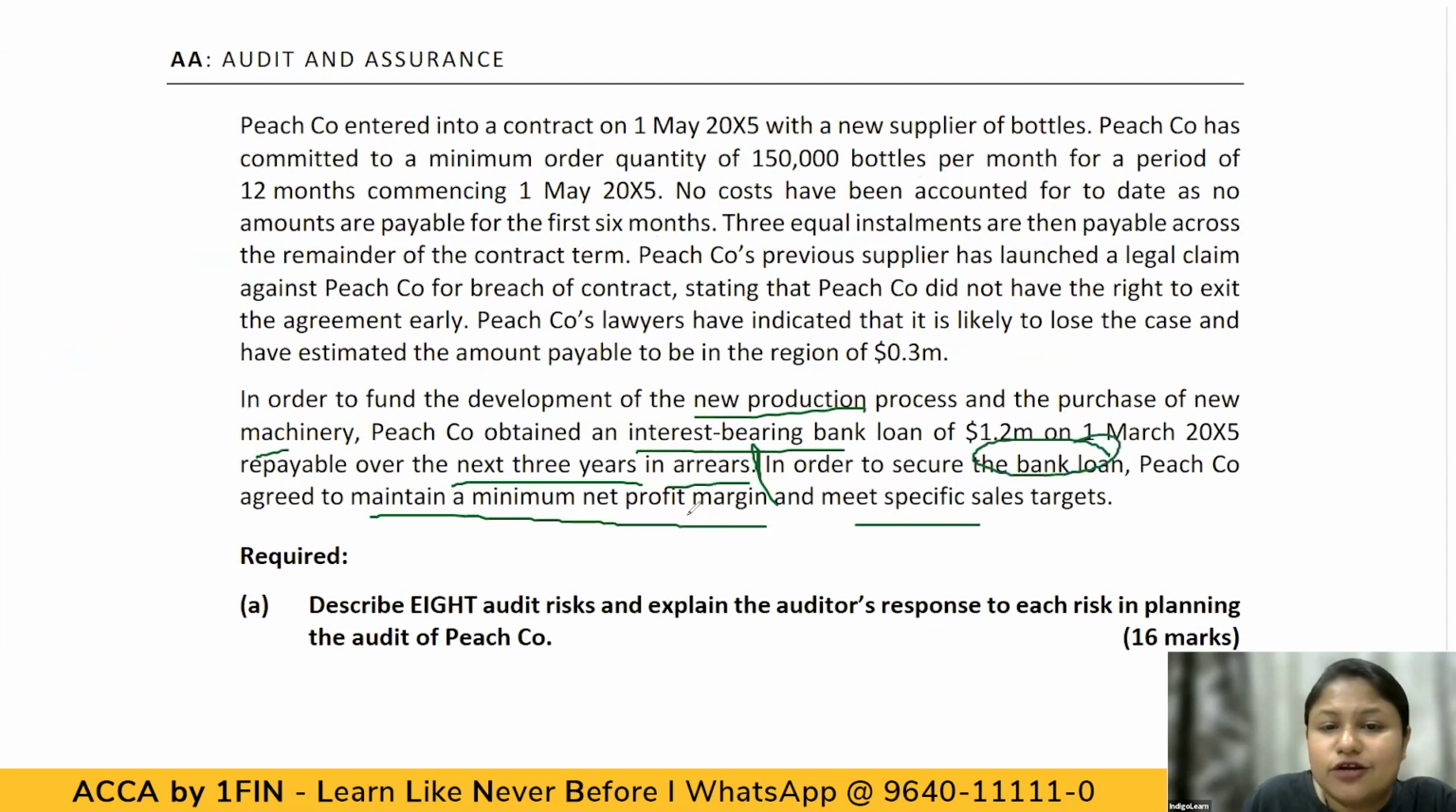So, in order to secure the bank loan, this much profit margin and so much sale you have to attract only. So, risk could be that there could be manipulation. Just to keep themselves obtaining this particular bank loan, they could inflate these figures. So, again, an indication to the audit risk.